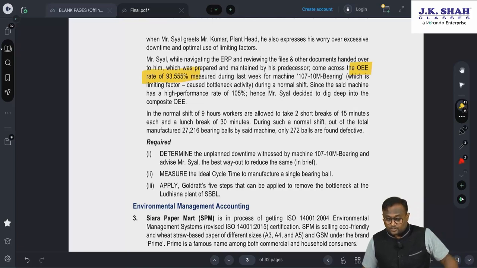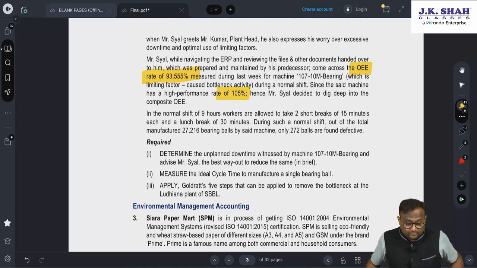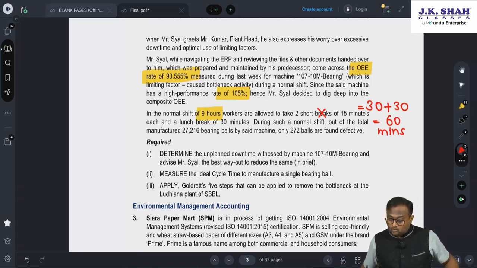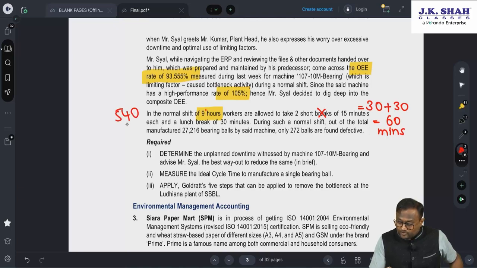Your OEE is 93.555. High performance rate, 105% in terms of efficiency. Okay. Normal shift is 9 hours. 2 short breaks of 15 minutes each, so that comes to 30 minutes plus a lunch break of 30 minutes. So 60 minutes out of 9 hours. When you talk about 9 hours into 60 minutes, it's 540 minutes. Out of 540 minutes, if I reduce 60, my available time is 480. My available time is 480.